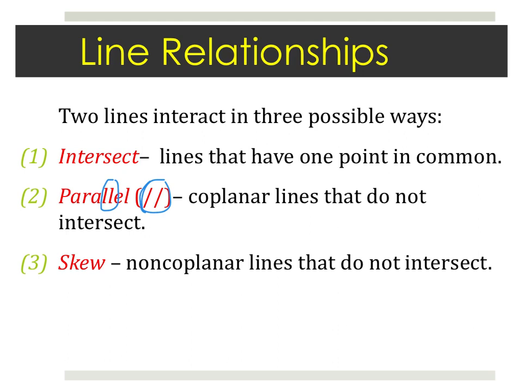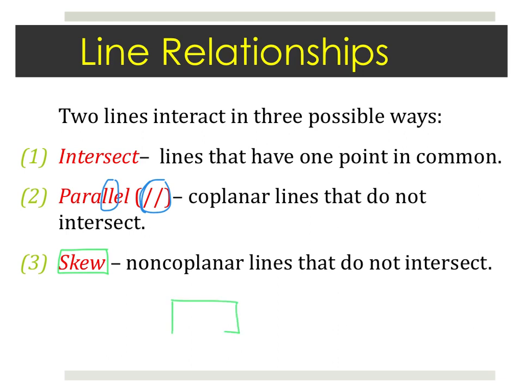Now, why is it important that they're coplanar? Because skew, which may be a new term for some of you, skew lines are non-coplanar lines that do not intersect. So parallel lines don't intersect and skew lines don't intersect. Parallel lines have to be on the same plane, skew lines don't.